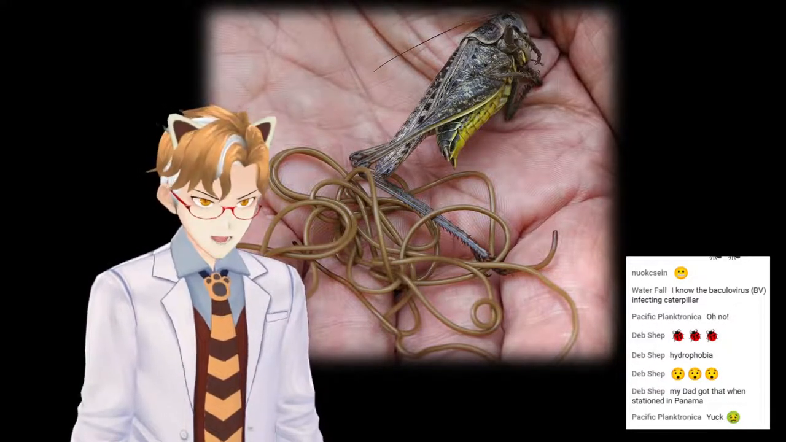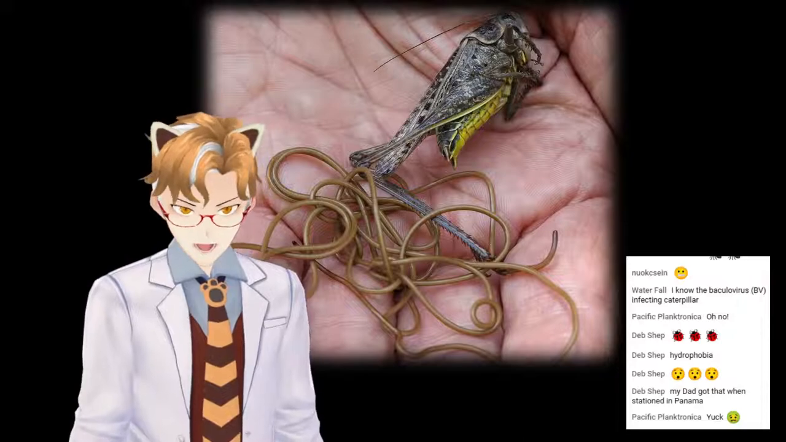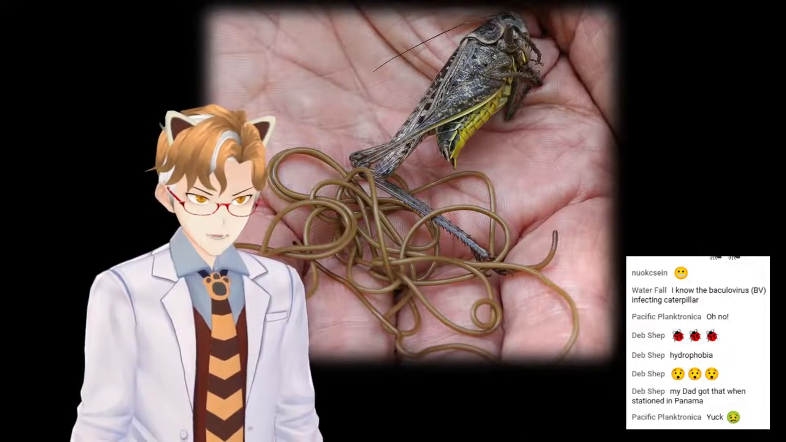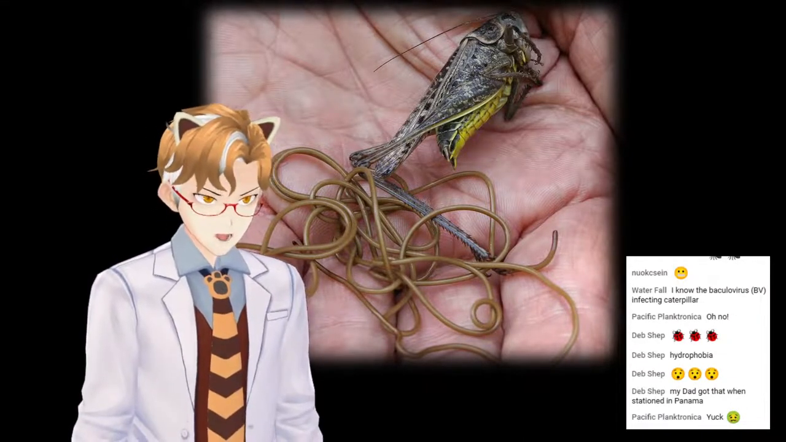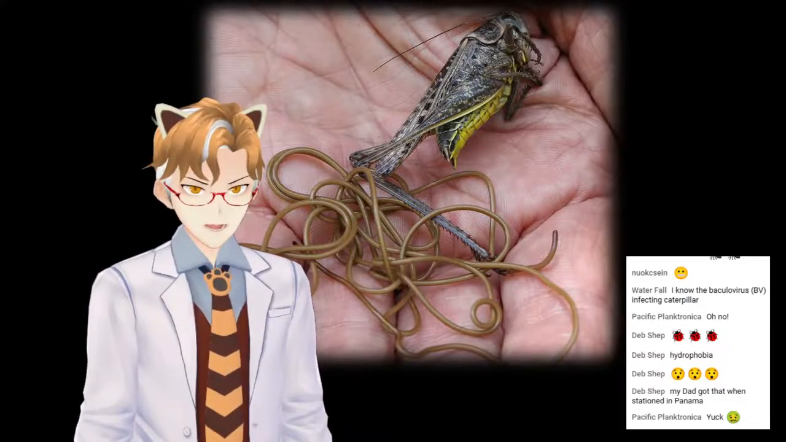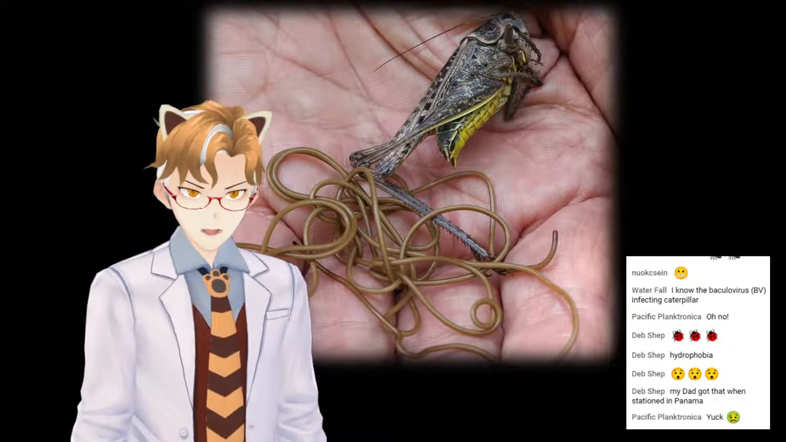However, since crickets and grasshoppers typically cannot swim, in this case, the host most commonly drowns, which is how it earns the name, the kamikaze horsehair worm.